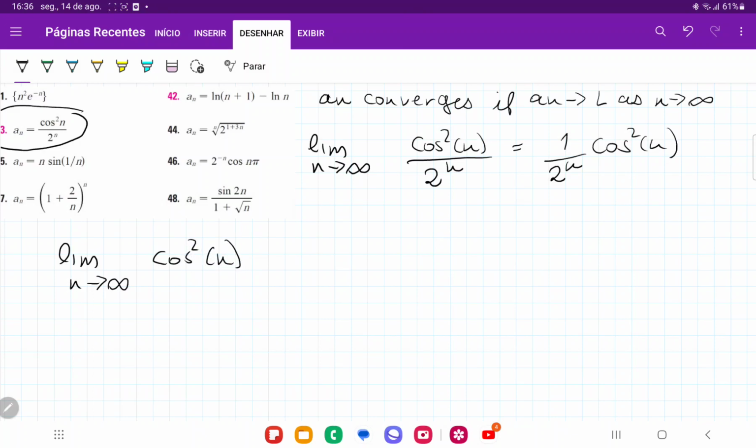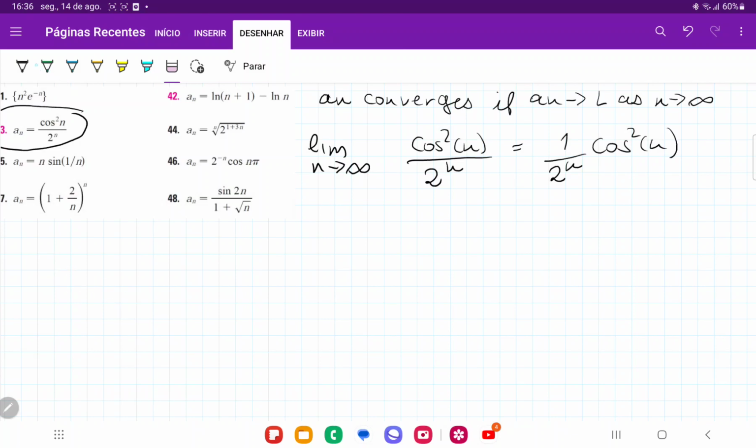Now cosine does not converge because it takes all the values between 1 and -1. So it just goes 1, -1 like this forever and ever, right? So it never converges. Cosine squared also does not converge. The only difference is that instead of going from -1 to +1, it goes just from 0 to 1, because it can't have negative numbers. But it still does not converge. So this limit does not exist. So how can we find a limit if this limit over here does not exist?